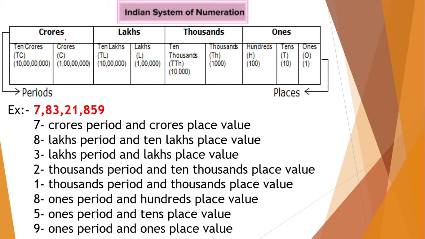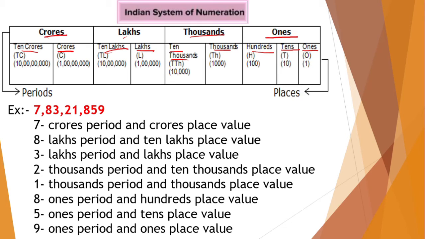So here we have a place value chart. There are some periods. We have ones period, and in ones period we have the place values ones, tens, hundreds, and in thousands period we have thousands and 10,000s, and in lakhs period we have lakhs and 10 lakhs, and in crores period we have crores and 10 crores.